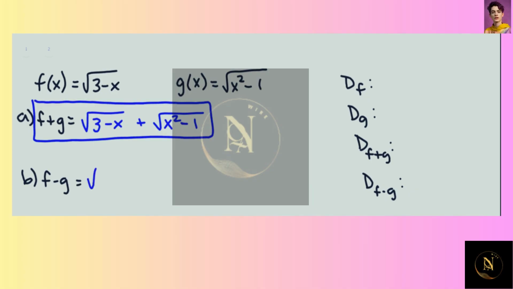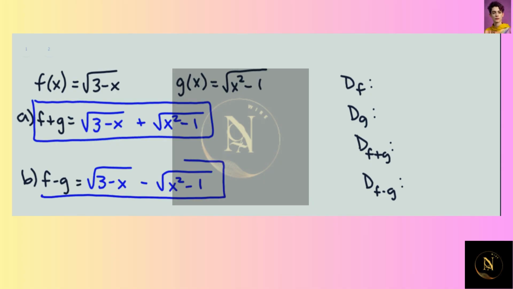F minus g will be the square root of 3 minus x minus the square root of x squared minus 1. Again, there's no simplifying to do here. Now let's talk about the domains.